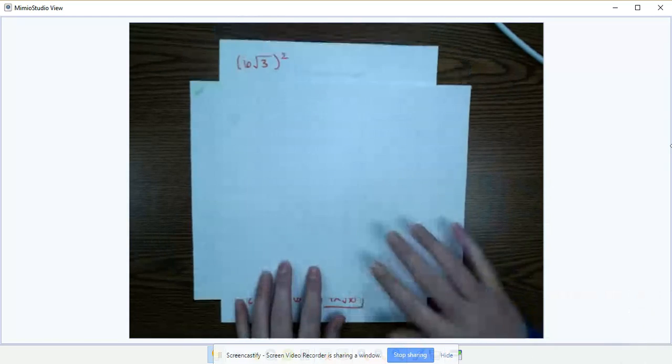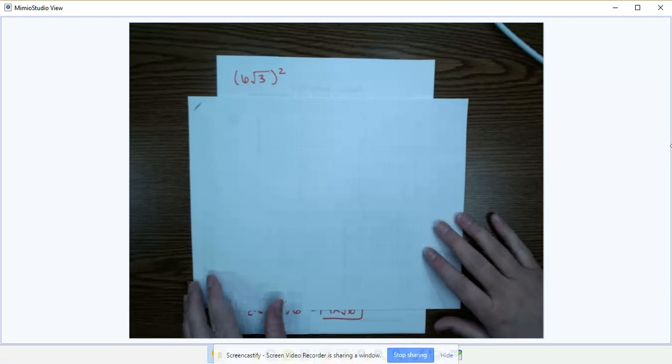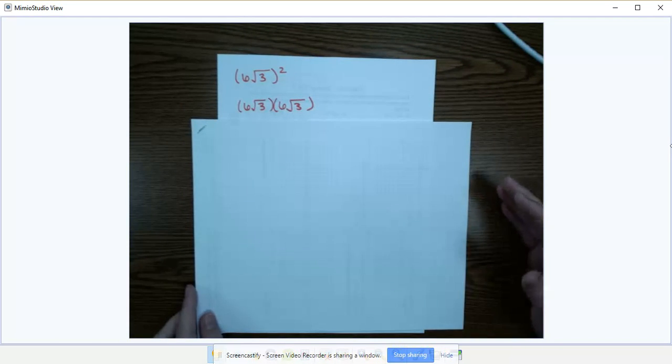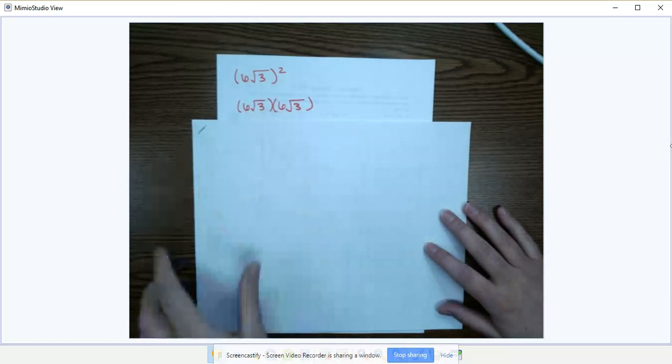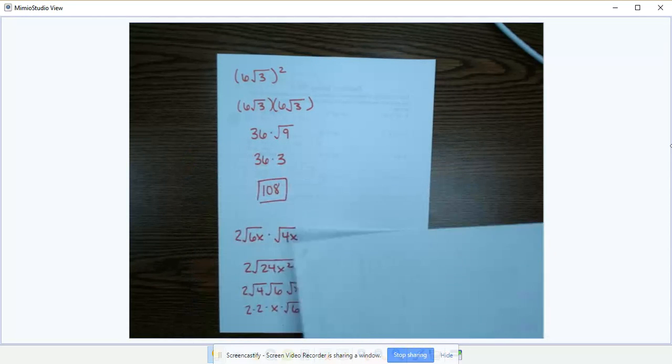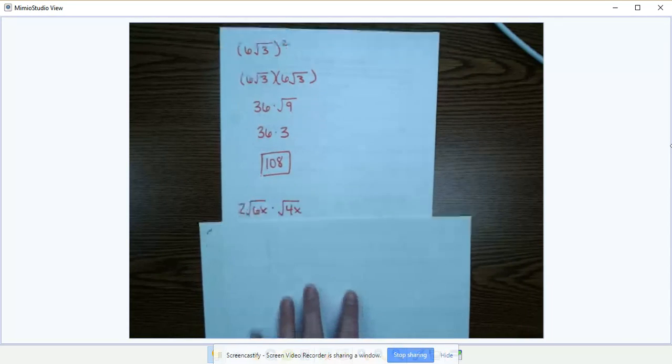Okay, we have 6 root 3 squared, which means we have 6 root 3 times 6 root 3. This is the same as we've just done, so we need to multiply our coefficients and multiply the radicands, so we have 36 root 9. Root 9, though, is obviously 3, so it becomes 36 times 3 for an answer of 108.